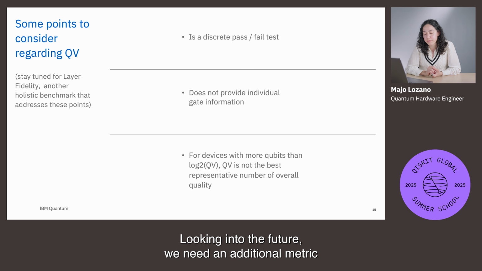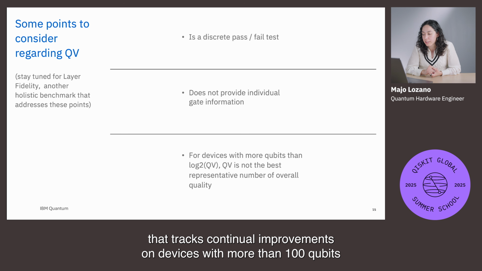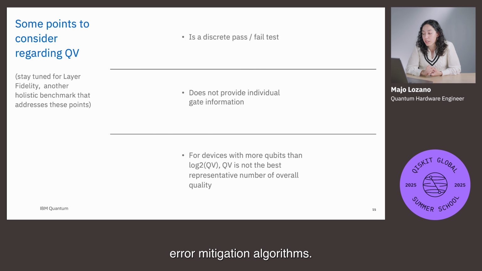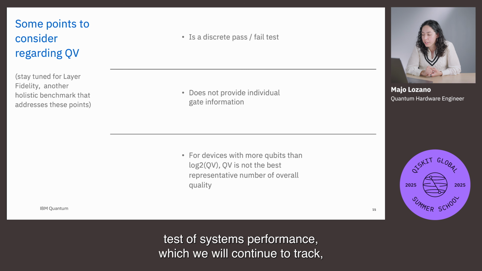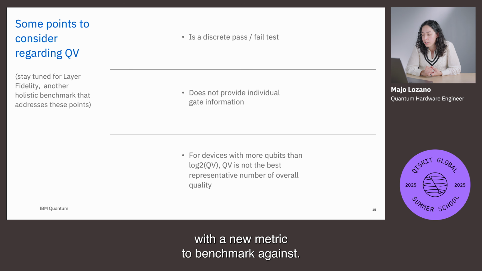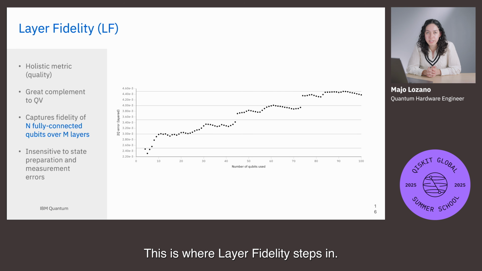Looking into the future, we need an additional metric that tracks continual improvements on devices with more than 100 qubits, and that helps us understand the system's ability to run large-scale error mitigation algorithms. Ultimately, quantum volume is still a very strong test of system performance, which we will continue to track. But as we are continuously improving scale and quality, we need to augment our characterization portfolio with a new metric to benchmark against. This is where layer fidelity steps in.